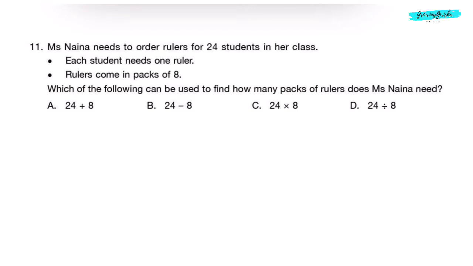Question 11. Mrs. Naina needs to order rulers for 24 students in her class. Each student needs one ruler. Rulers come in packs of 8. Which of the following can be used to find how many packs of rulers does Mrs. Naina need? Rulers come in packs of 8, means 8 students use 1 pack. So 24 students will use 24 divided by 8. Correct answer is option D.